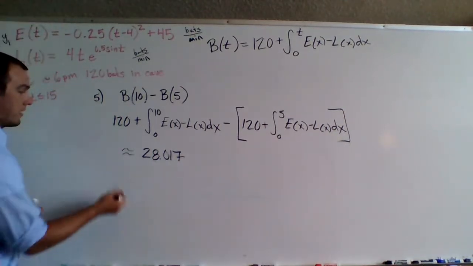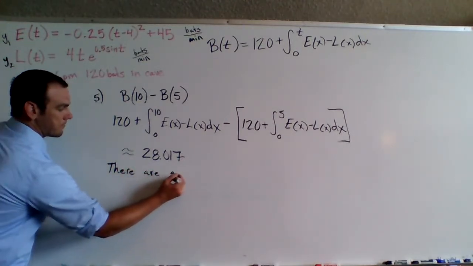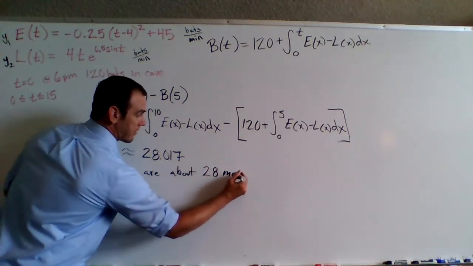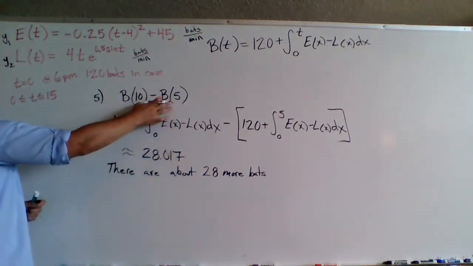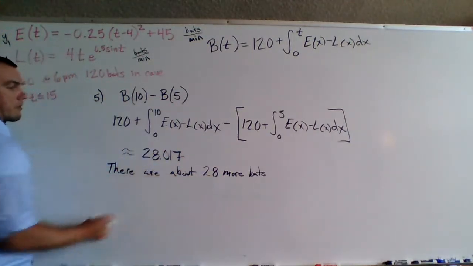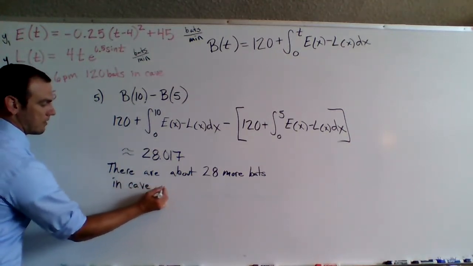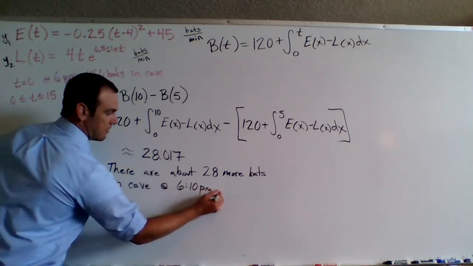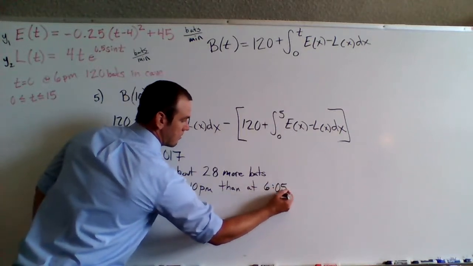Yeah, so I would say there are about 28 more bats. Since this is positive, if it ended up being negative, then there'd be about 28 less bats in the cave. But here it was positive, so there are more bats in the cave at 6:10 p.m. than at 6:05 p.m.